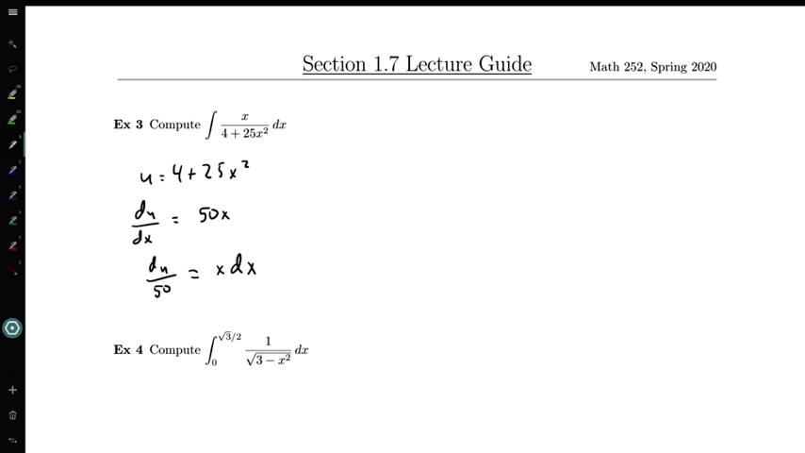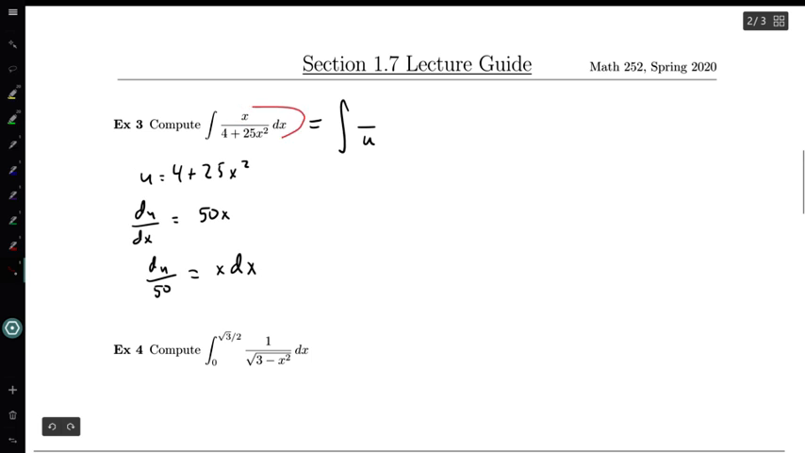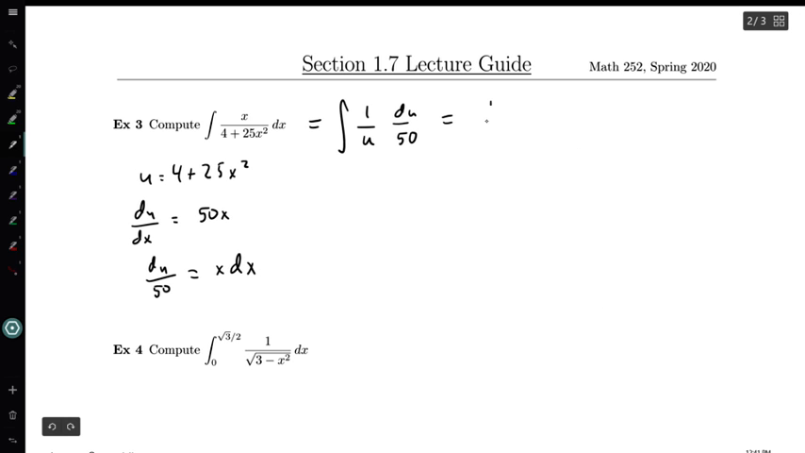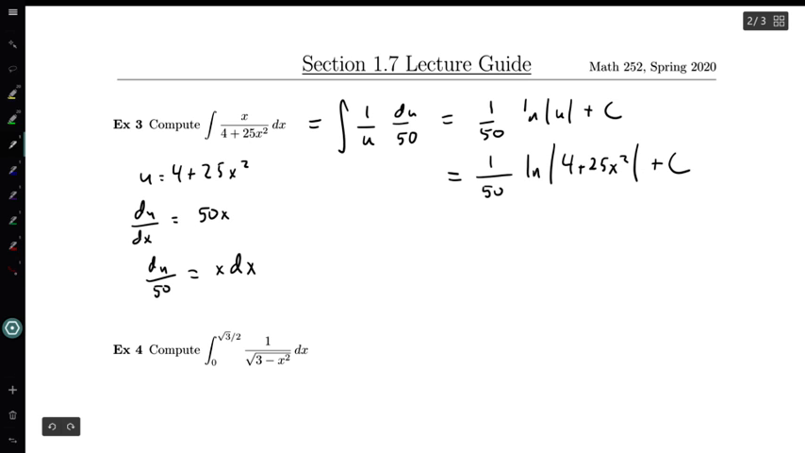So now when doing this substitution, I can replace the denominator by u. And I can replace the x dx here in the numerator by du over 50. And now I have an integral that, again, I know how to do. This works out to be 1 over 50. I can factor that out of the integrand. The 1 over u, when I integrate it, becomes natural log of absolute value of u plus c. And so I'm left here with 1 over 50 natural log of the absolute value of 4 plus 25x squared plus c. So we see that the answer here doesn't even involve arctangent.